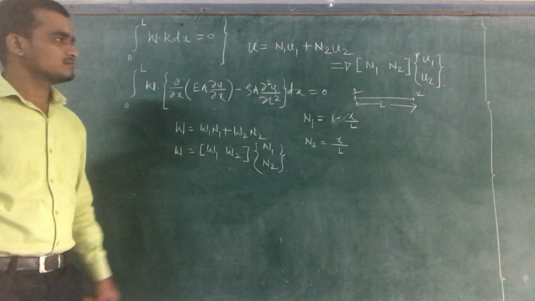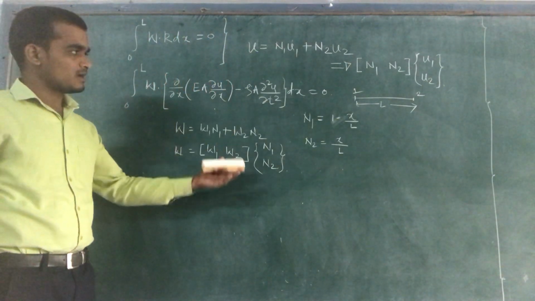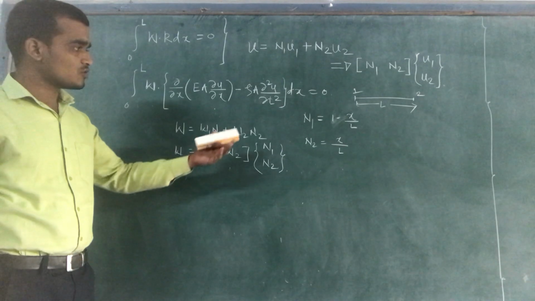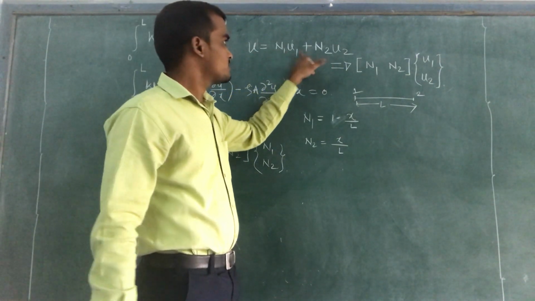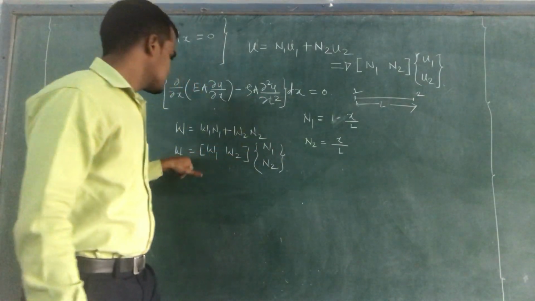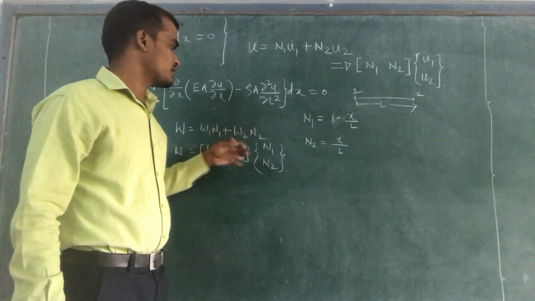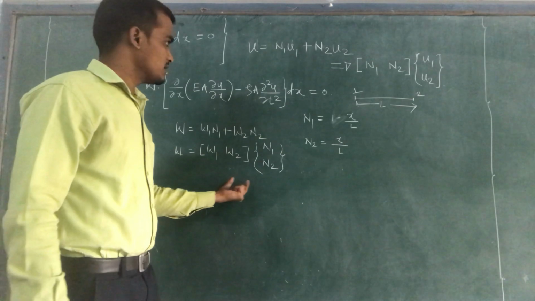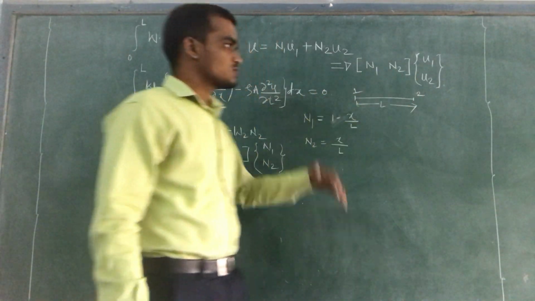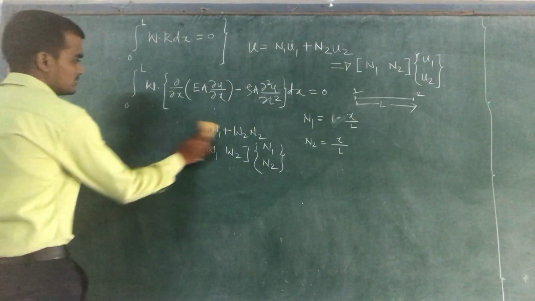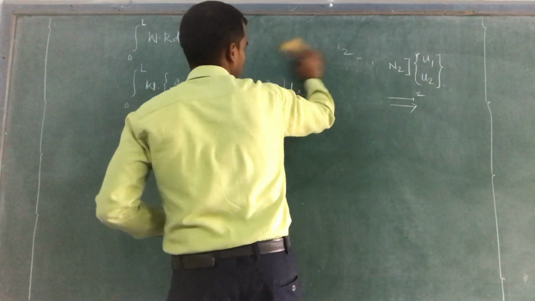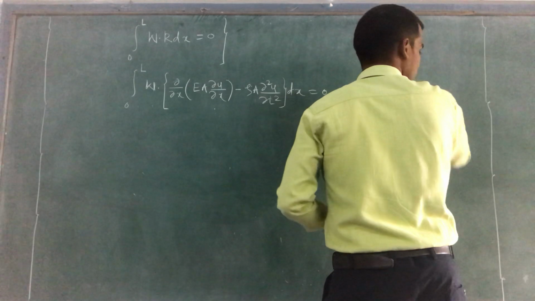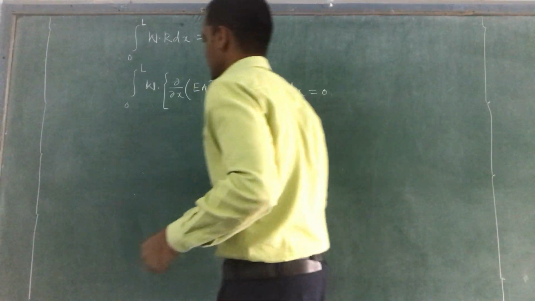So the same procedure we have applied. In short, u can be written as N1 u1 plus N2 u2, and W can be written as W1 N1 plus W2 N2, and in terms of matrices you can write it like this. Now we will solve this weighted residual equation, and we will get our final elemental matrices.